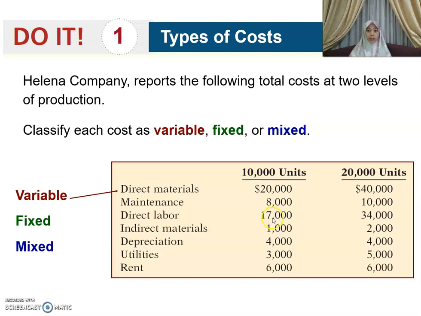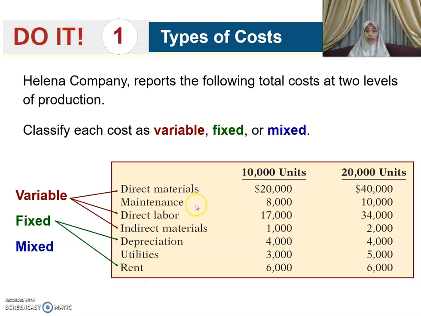What about your direct labor? You can do the same as what I have mentioned earlier. You can identify the cost per unit, the CPU, for your direct labor. So your direct labor is a variable cost. What about your indirect material? 1,000 divided by 10 gives you how much? And then 2,000 divided by 20 gives you how much? So your indirect material is a variable cost. And the costs that remain unchanged, the 4,000, the 3,000, the 4,000, the 6,000, these are your fixed costs. So your fixed costs will be the depreciation as well as the rent.